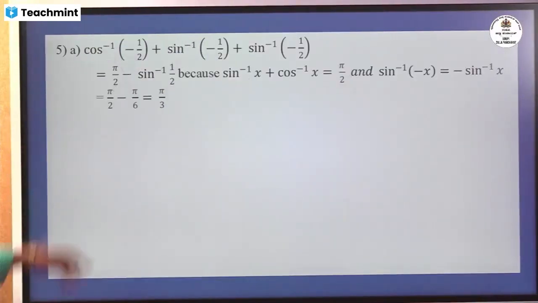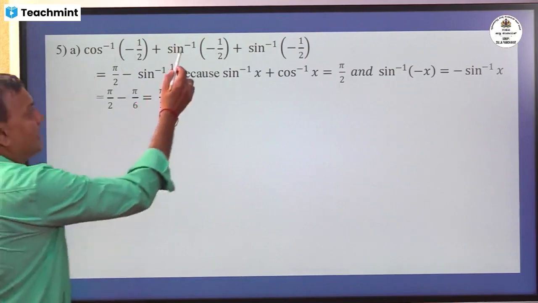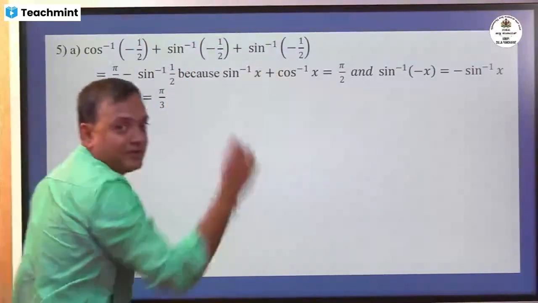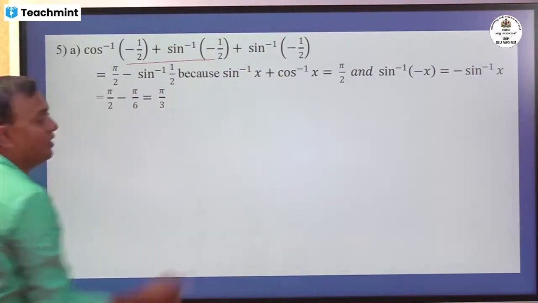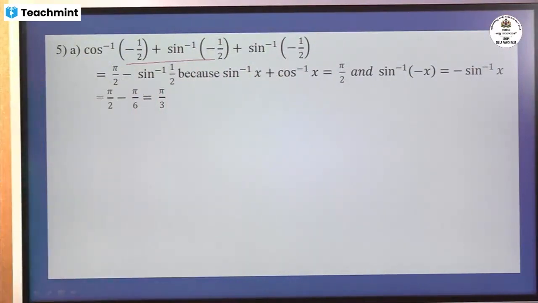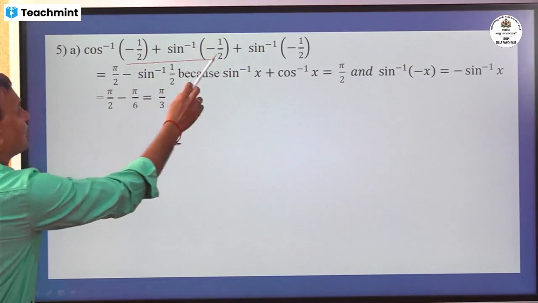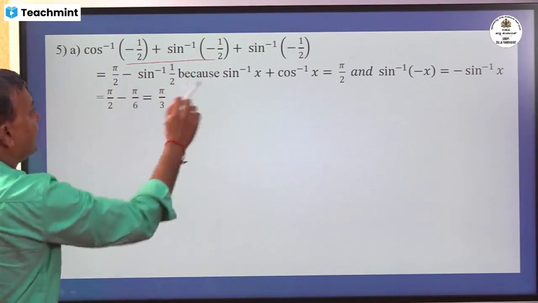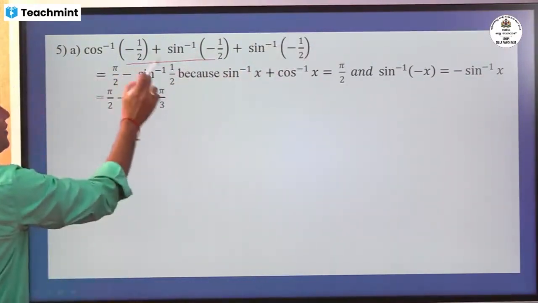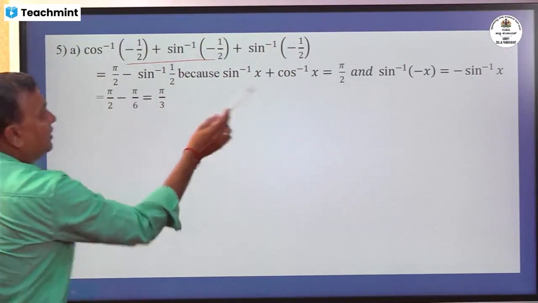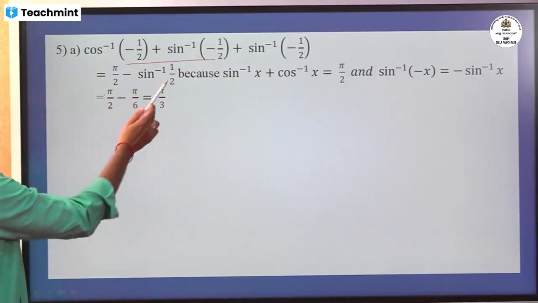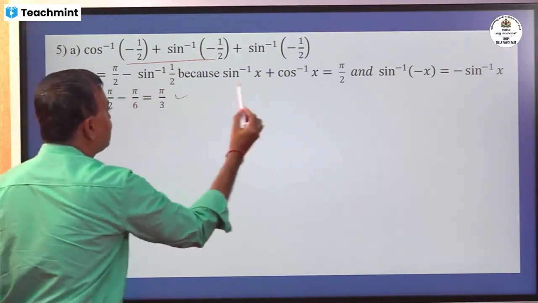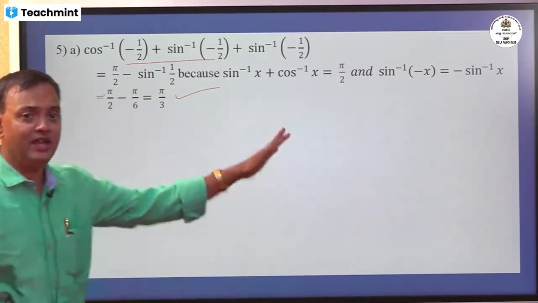Very simple question. So split it: 2 sin inverse of minus 1 by 2, we can write like this: sin inverse minus 1 by 2 plus sin inverse minus 1 by 2. So this is by the inverse trigonometry property, sin inverse x plus cos inverse x is pi by 2, correct. Next, sin inverse of minus 1 by 2 is minus sin inverse of 1 by 2. Then pi by 2 minus sin inverse 1 by 2. When is the sin function 1 by 2? At pi by 6. So pi by 2 minus pi by 6 is pi by 3. This is a very simple question.